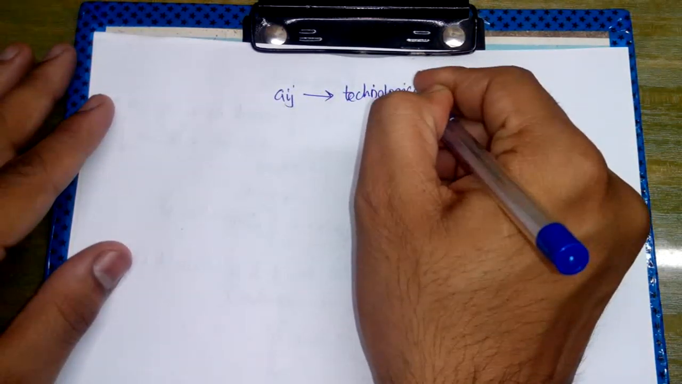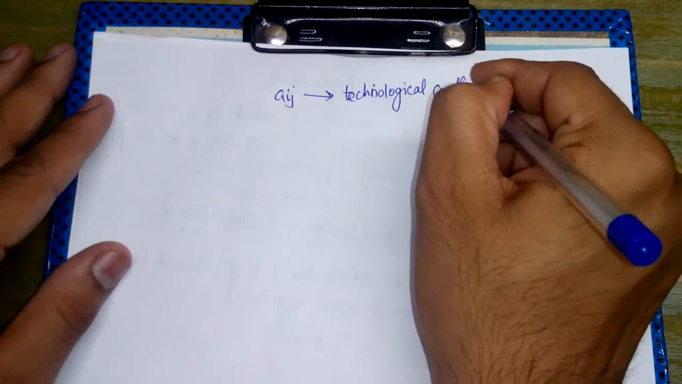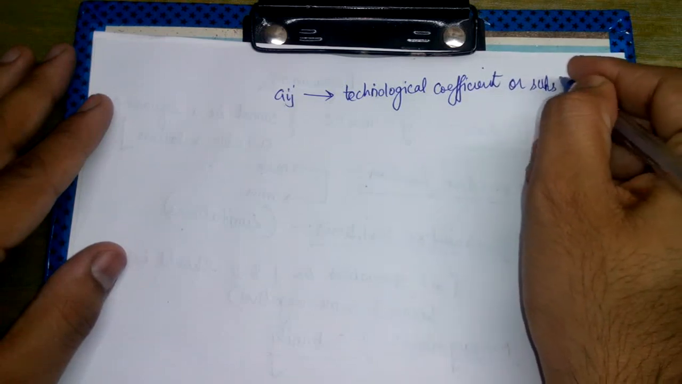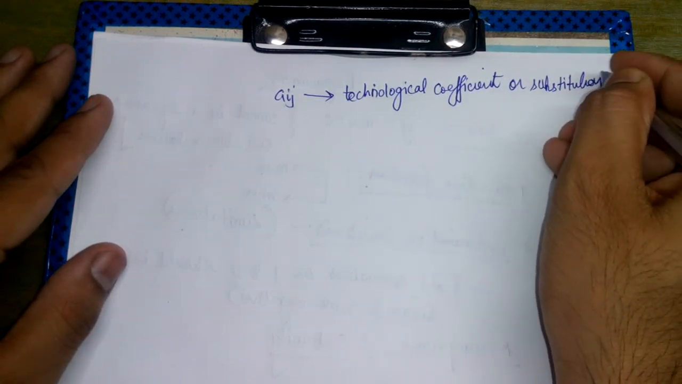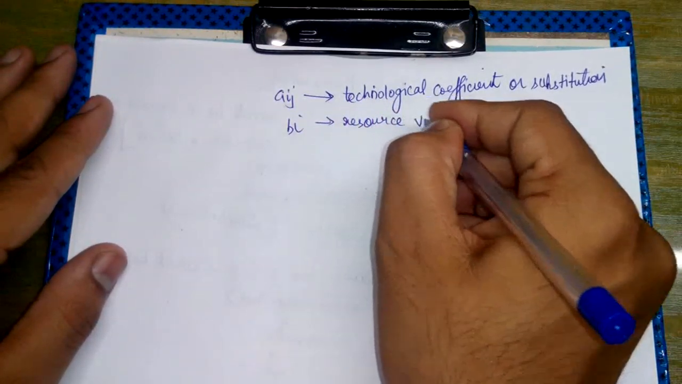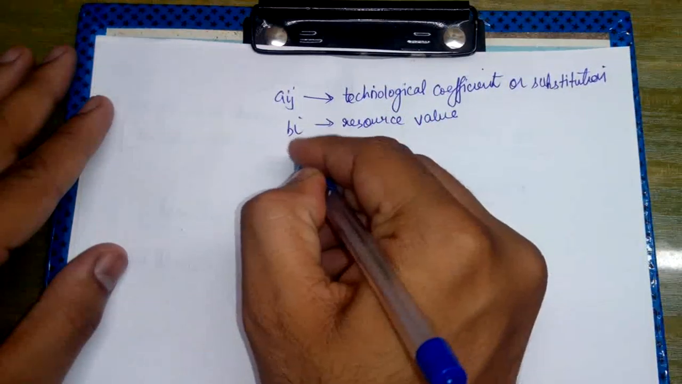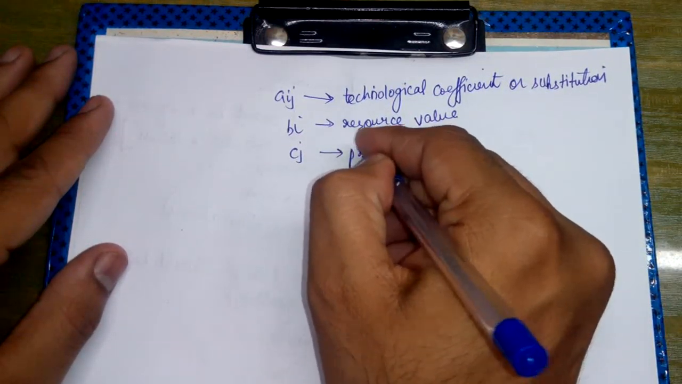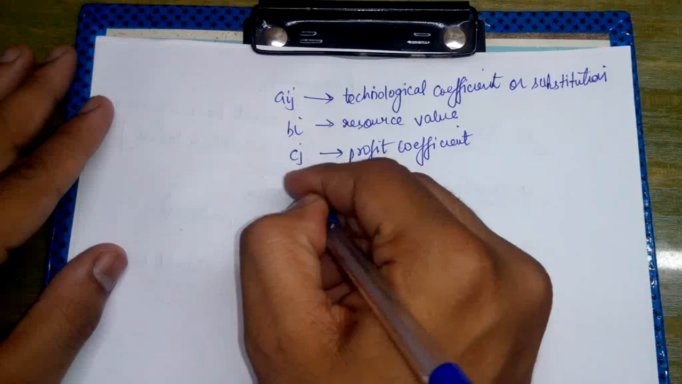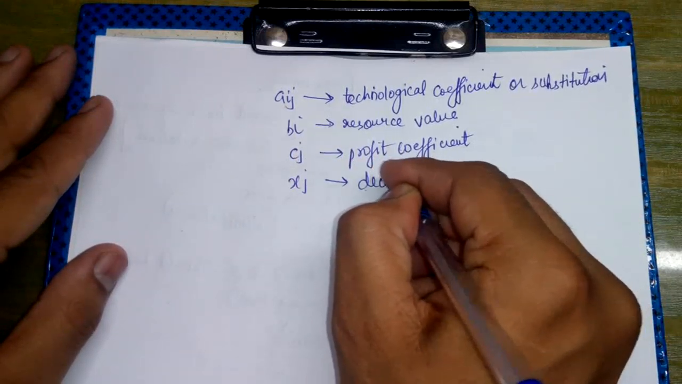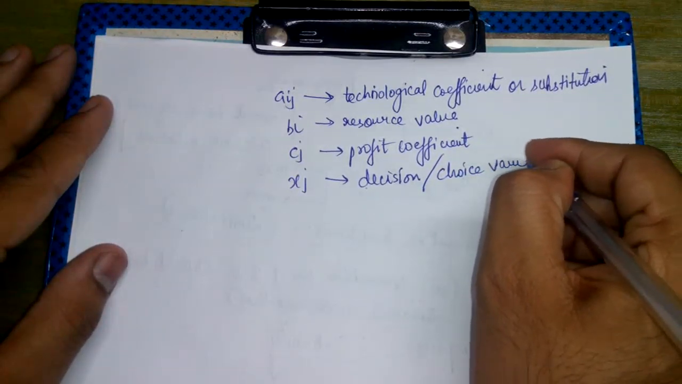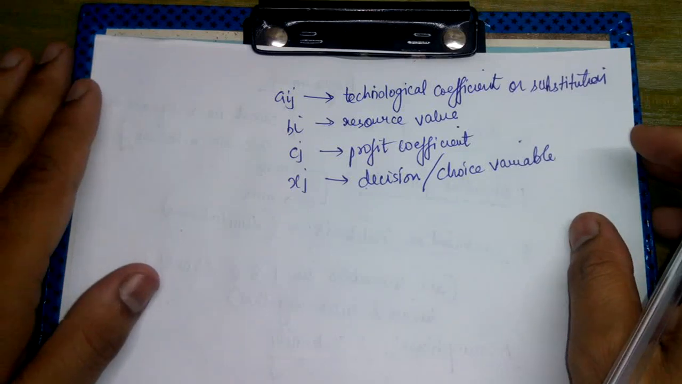So to define them, aij is called the technological coefficient or substitution coefficient, and bi is called the resource value. Cj is called the profit coefficient, and xj is called the decision or choice variable.